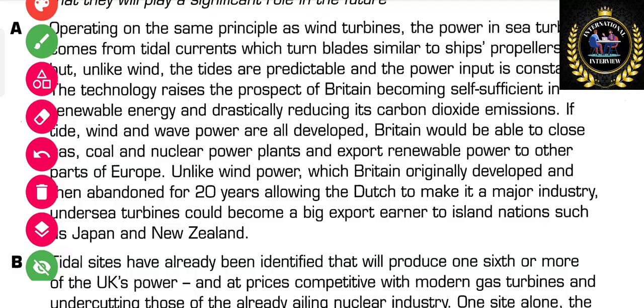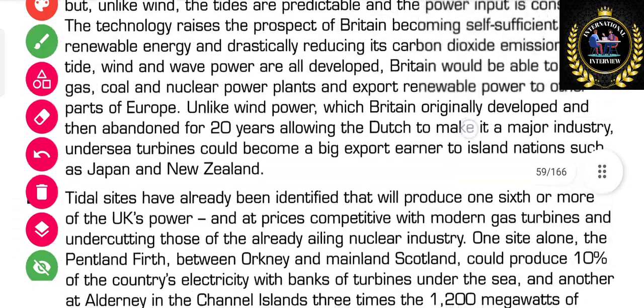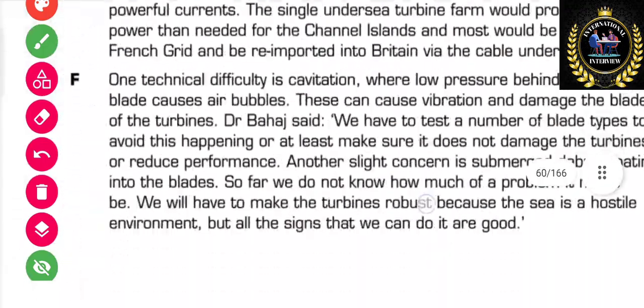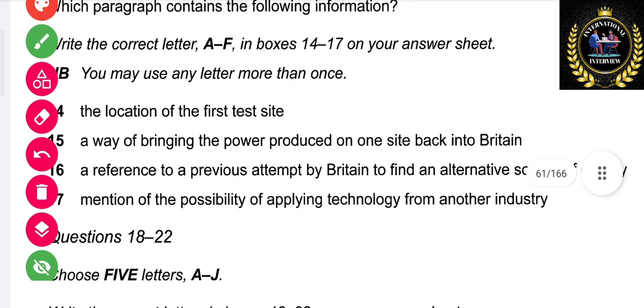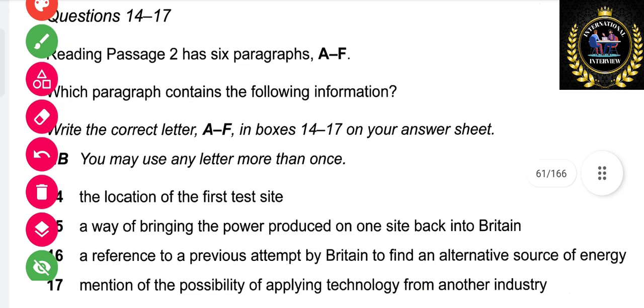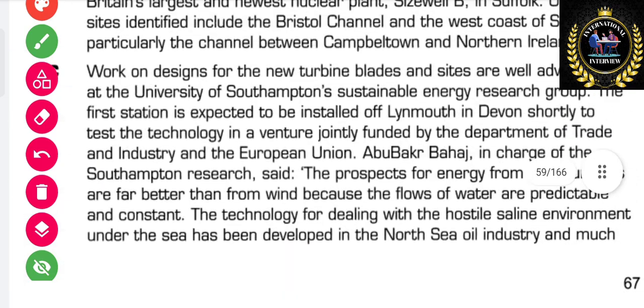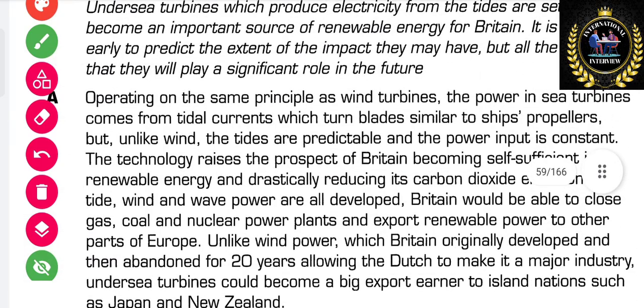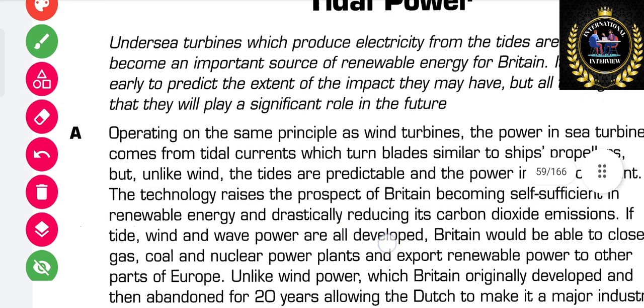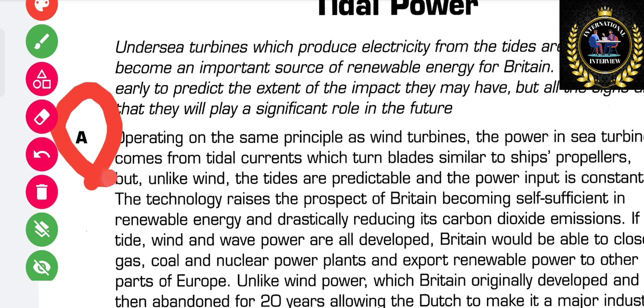So it was Britain who allowed the Dutch to move further in this particular concept. So it is a reference to the previous attempt by Britain. It means Britain initially started, then they gave it back to the Dutch for the alternative source of energy. What was the alternative source? It is mentioned as the undersea turbine. So this is our answer. Our answer for this particular one will be A.